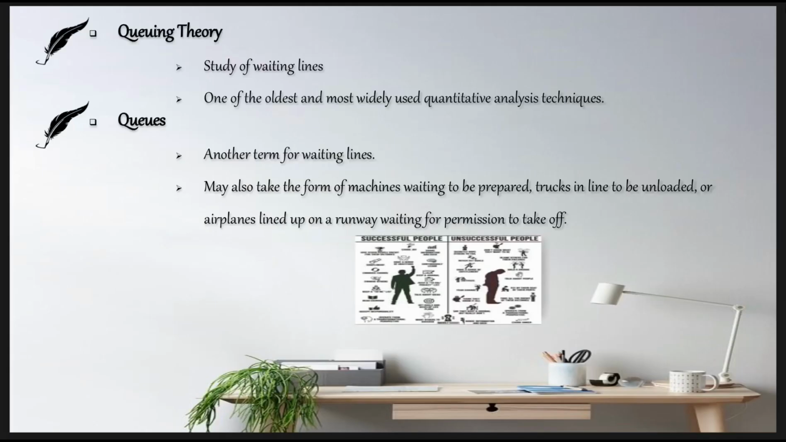As we can see here, the study of waiting lines is called queuing theory. Actually, this is one of the oldest and most widely used quantitative analysis techniques. According to statistics, it is the study of the movement of people, individuals, objects, or information through a line. From the word itself, waiting line.